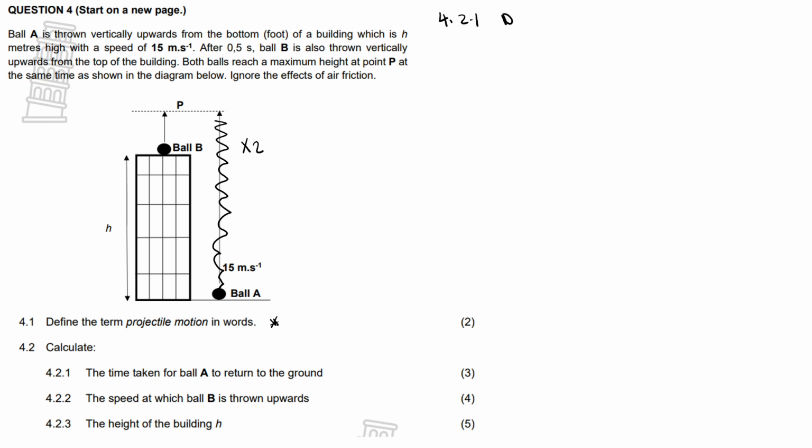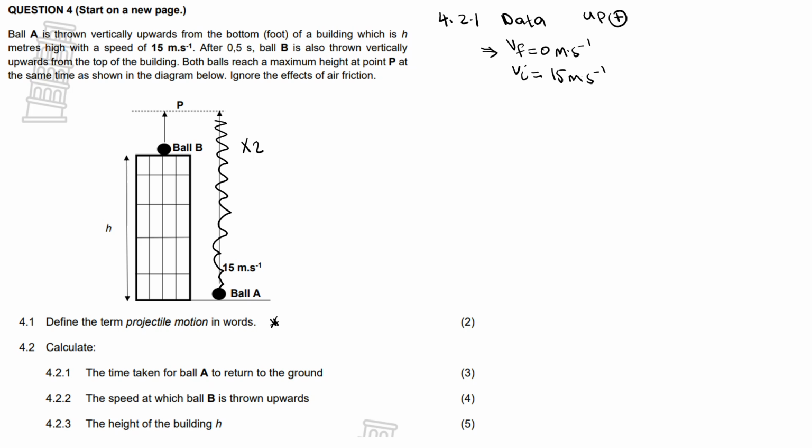4.2.1, we can start with data. So let's take up as positive. When we take up as positive, we know that this will reach its maximum height. So the V final is 0 meters per second, and the V initial is given as 15 meters per second. Why are we using the maximum height? We need to know the time it takes ball A to reach its maximum height. Then the time it moves from the ground to the maximum height is the time that it will come back to the ground. It's the same time.